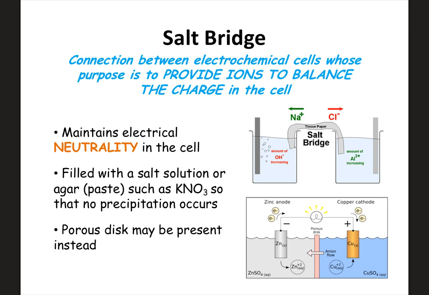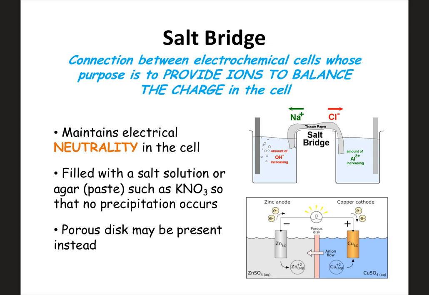I already mentioned this salt bridge, and we said it's used to maintain electrical neutrality in the cell. But the basic gist of how this salt bridge maintains electrical neutrality is that it's going to provide ions that can balance the charge in the cell itself. It helps maintain electrical neutrality by providing ions to each side of the electrochemical cell. Typically, it's going to be filled with a salt solution or agar or a paste. A very good substance to use here is KNO3.